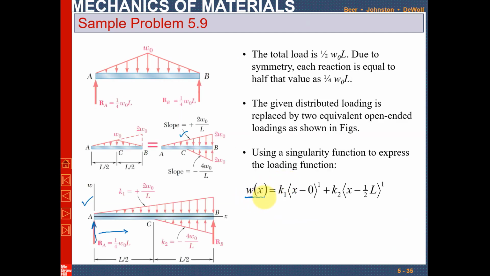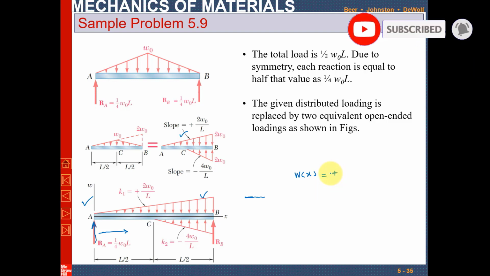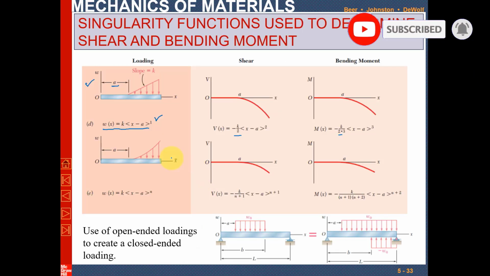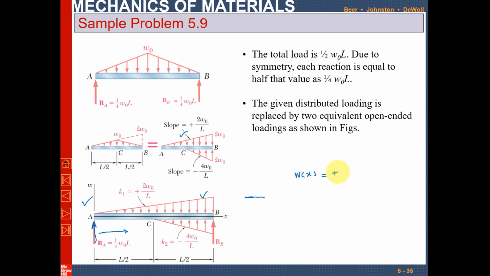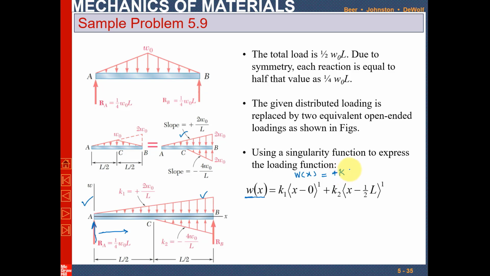This Wx will be equal to, for upper loading it will be k1 into x minus, let me write Wx is equal to minus k, it was minus, or it was positive in the equation. Let me show you, it is positive. So that is equal to k into Macaulay bracket x minus a to the power 1. So this was the general equation.